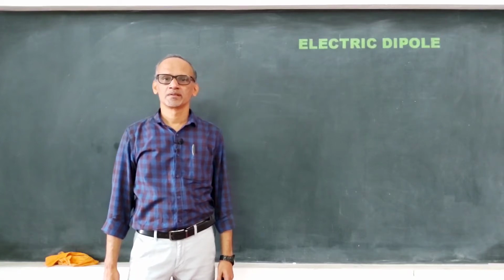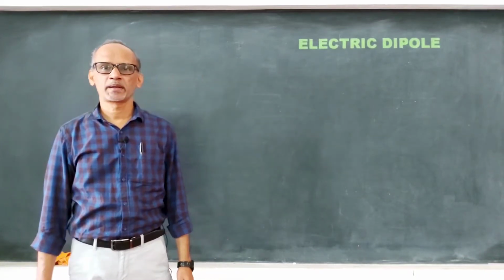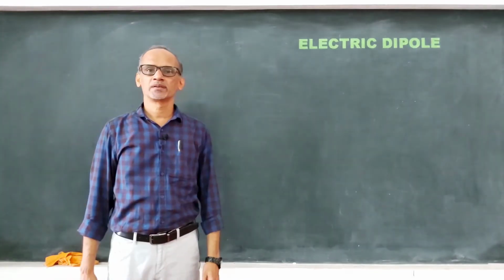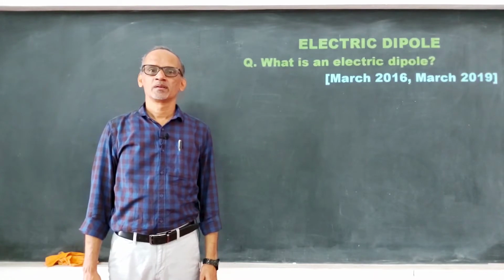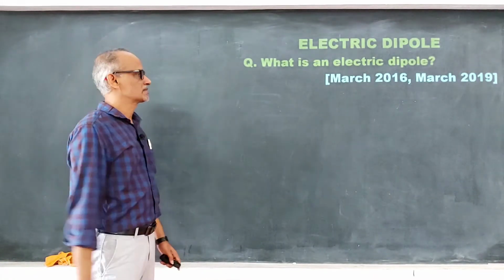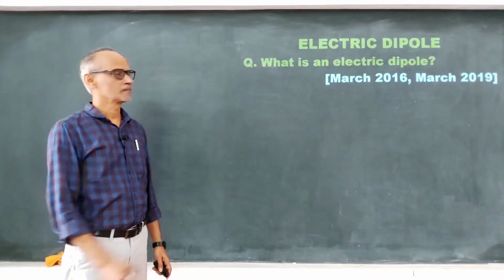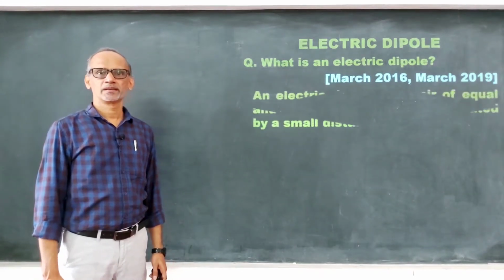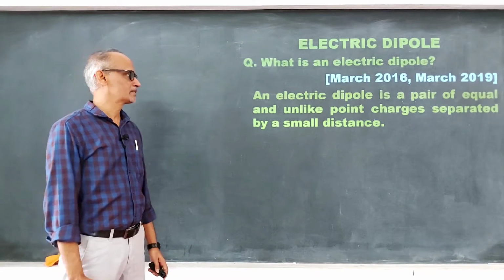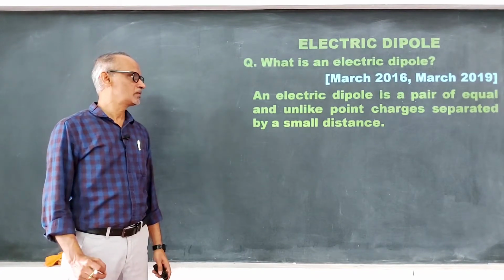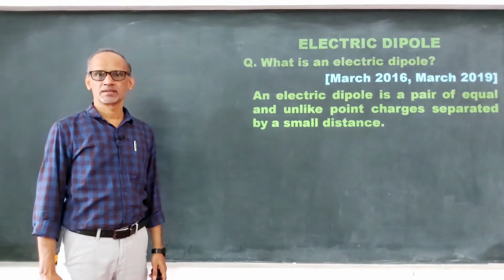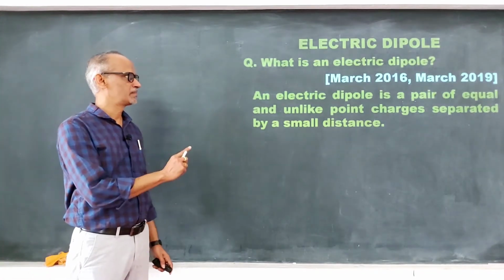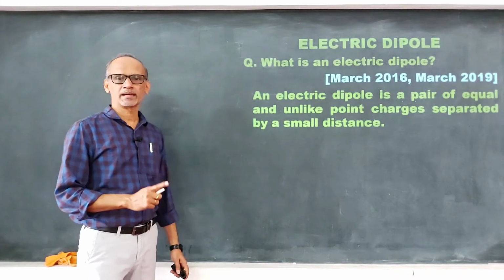Dear students, in the last class I explained an important concept based on the electric dipole. What is an electric dipole? This question has appeared twice in the examination, and the answer that you need to write is: an electric dipole is a pair of equal and unlike point charges separated by a small distance.